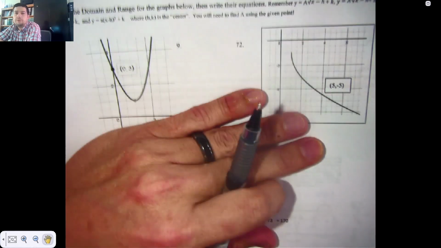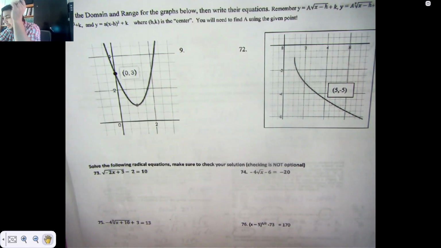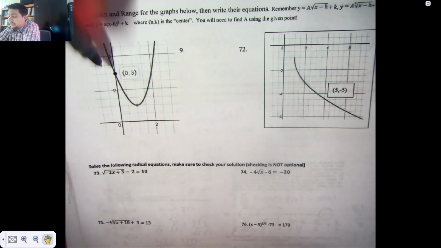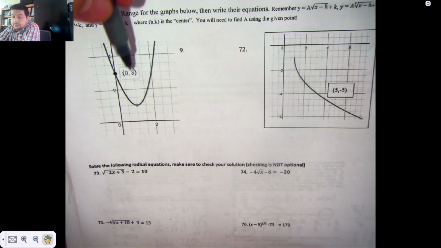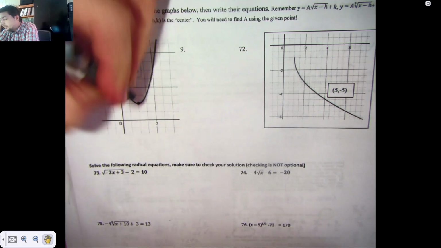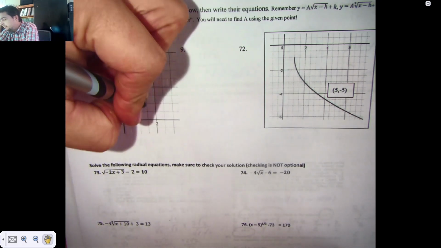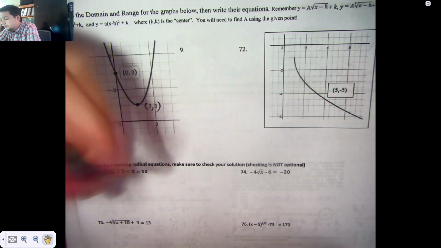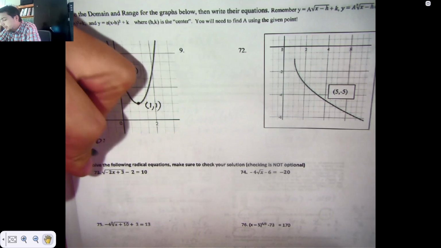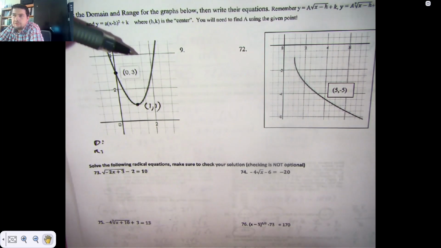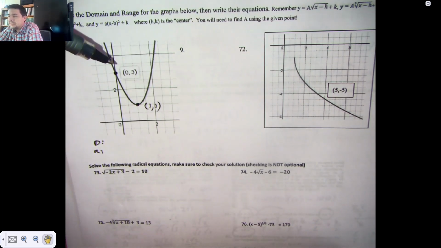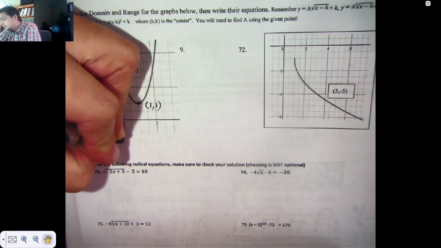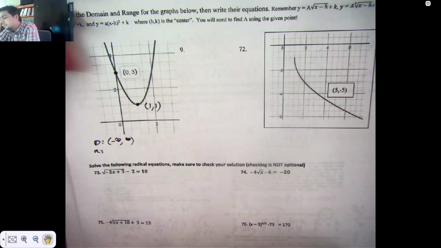All right, 71, 72: state the domain and range for the graphs below, then write their equations. That sure looks like a parabola to me. It sure does. It's got a vertex here about 1, 1. I guess I'll do the domain and range first because I have a tendency to forget about them. We have been looking at quadratics in my class since maybe end of September. This thing runs forever left, runs forever right. That's if you like interval notation.